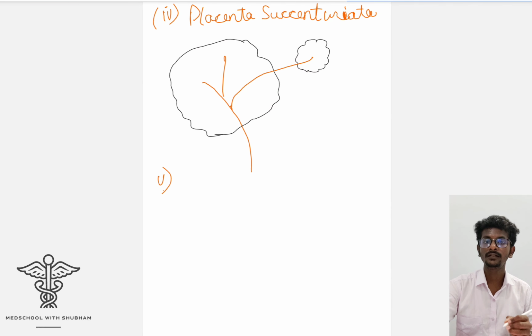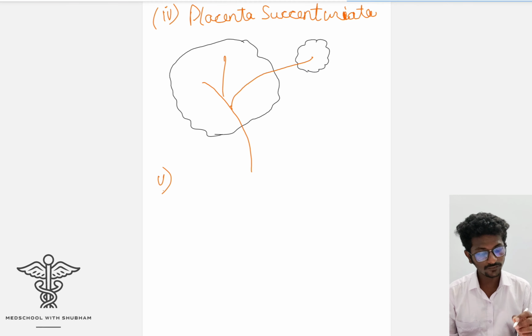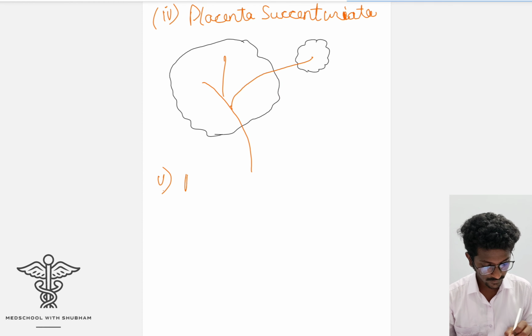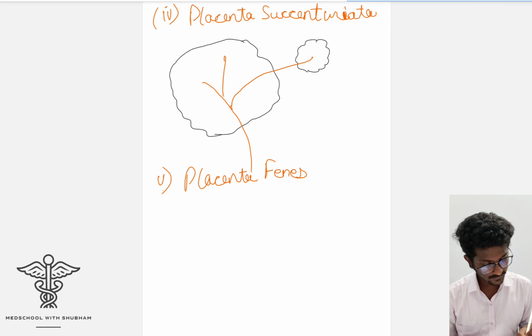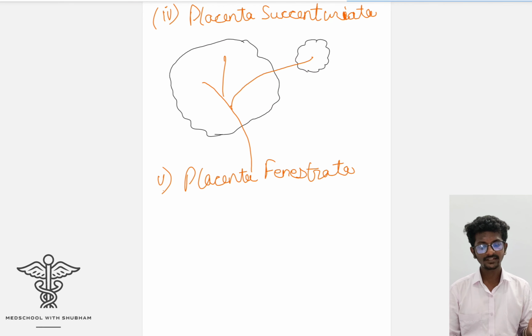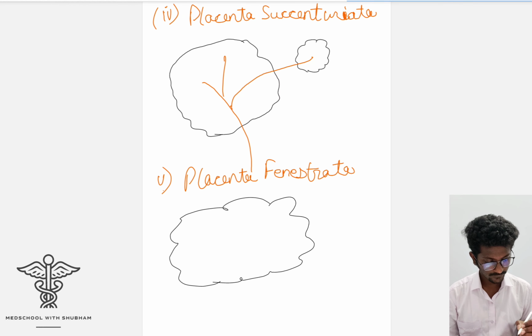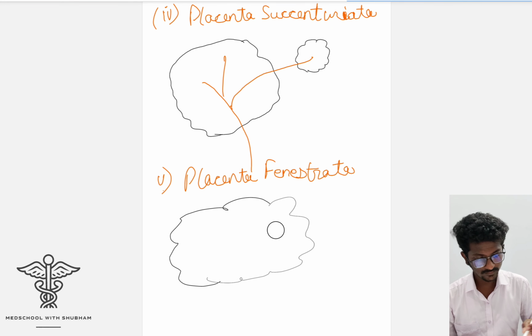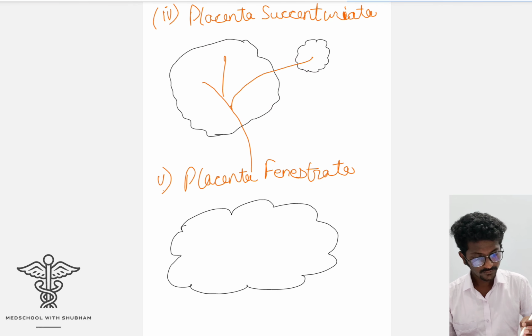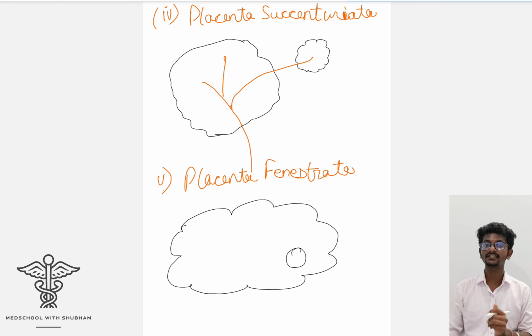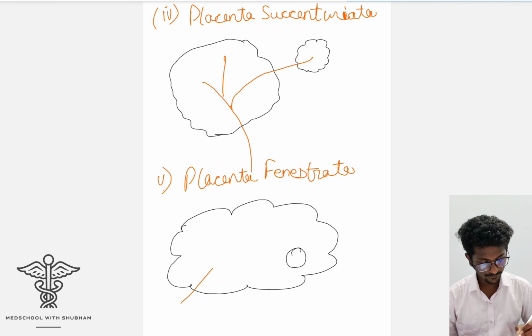So the fourth one was placenta succenturiata. Then the fifth one is the placenta fenestrata. Fenestrata, as the name itself shows, if this is the placenta, it should be actually circular. But there will be a small fenestration. Fenestration means a hole inside the placenta. So this is called as placenta fenestrata.